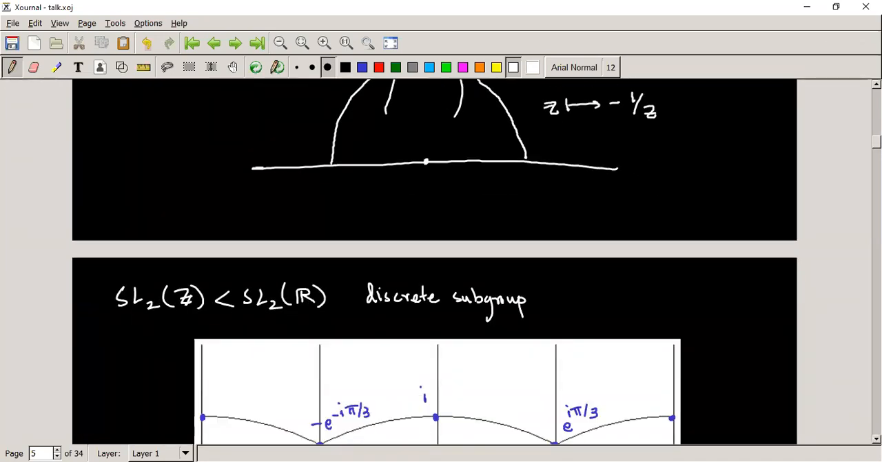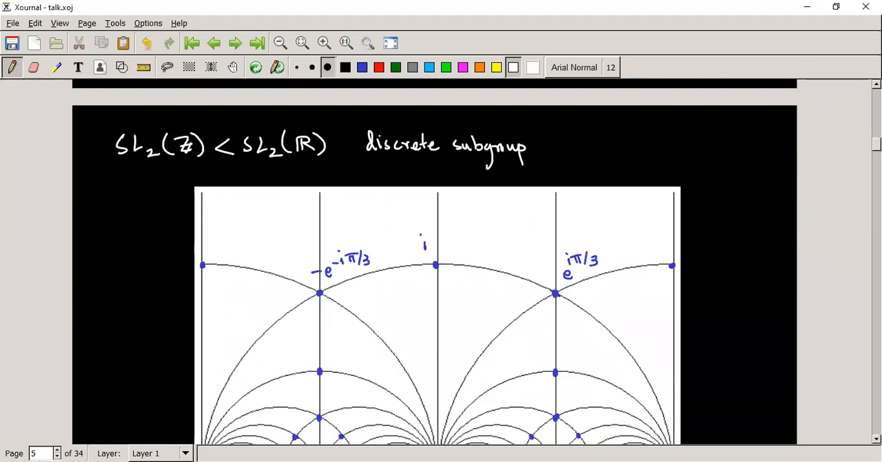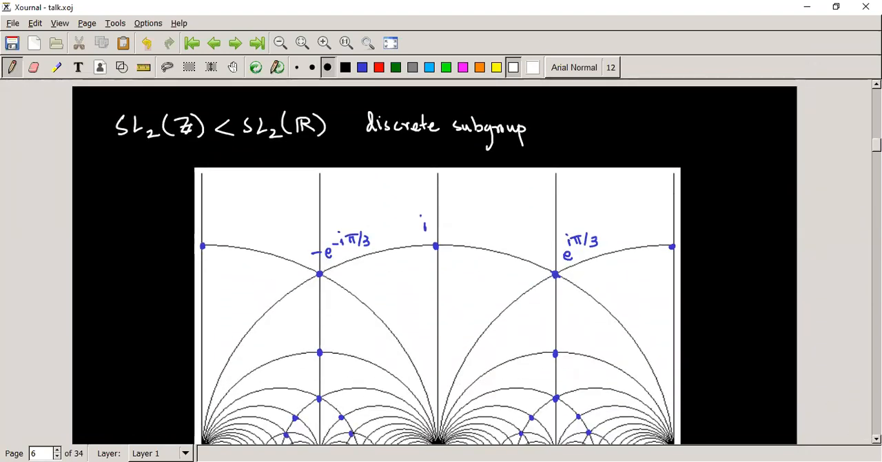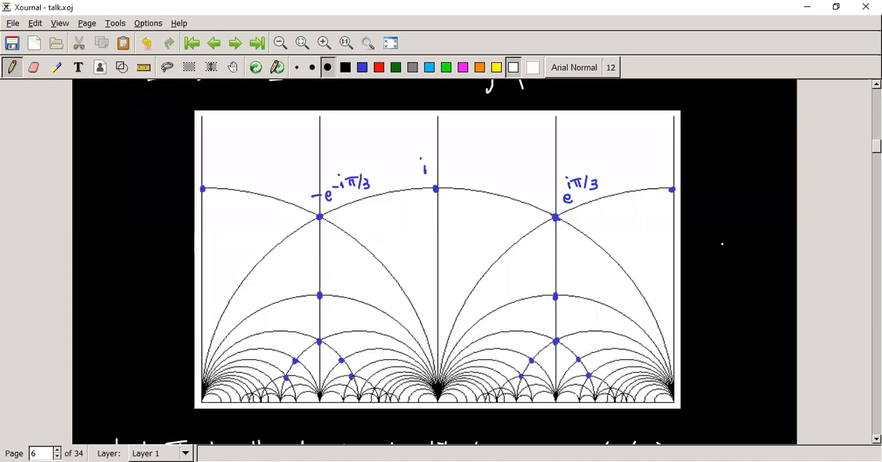Okay. So here is an interesting application of all of these classifications. Look at the subgroup SL2Z in SL2R. Integer matrices, 2x2 integer matrices with determinant equal to 1. So this is what you'd call a discrete subgroup of a Lie group. Okay. So let's see how exactly SL2Z acts on the hyperbolic plane. So I've drawn this picture. So let me explain the picture.